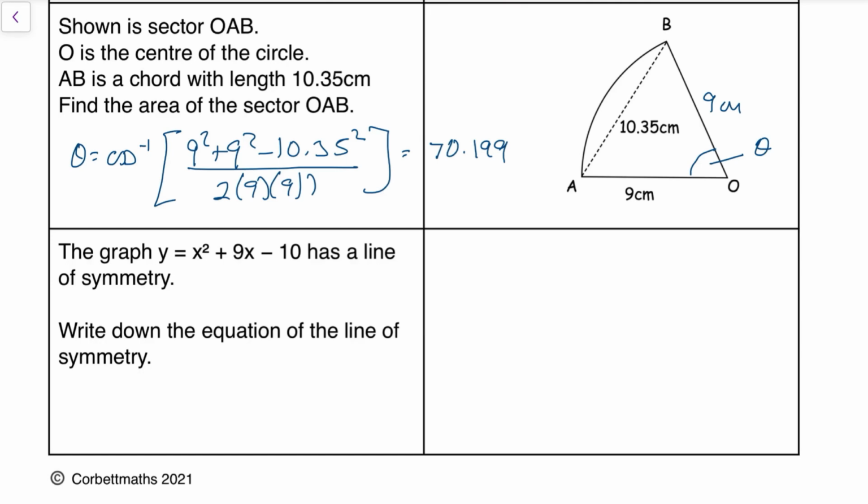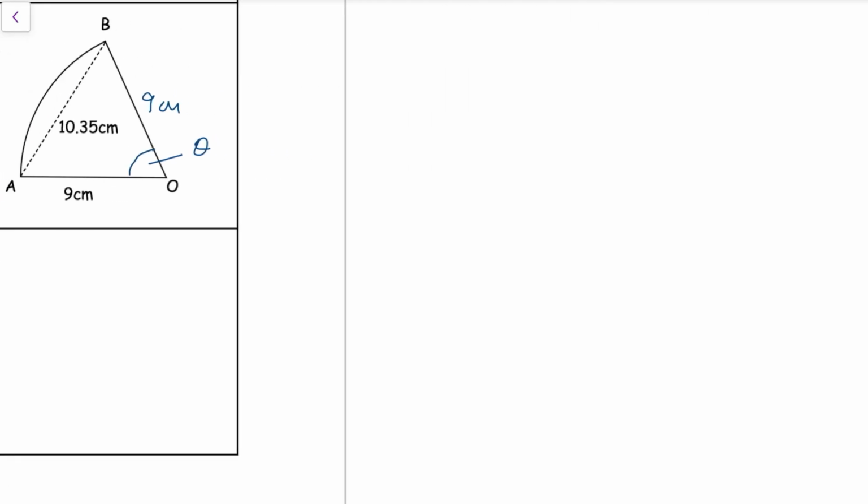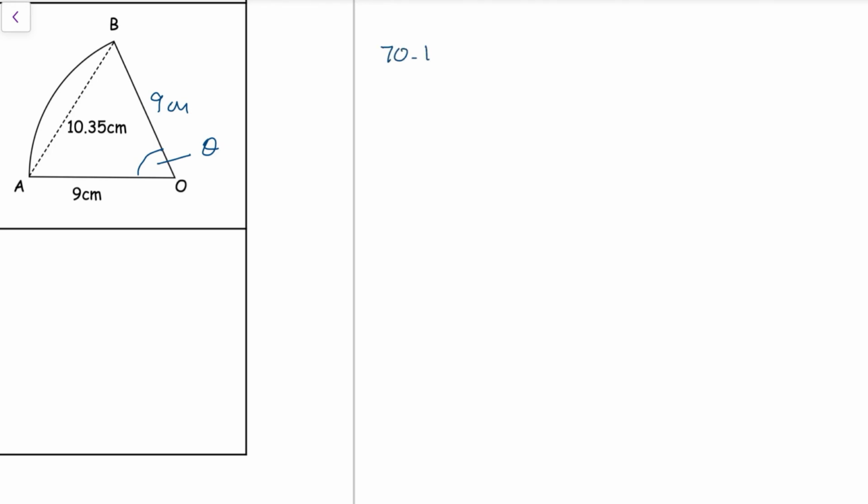Okay, remember I haven't finished yet. All I've done is find theta. So I need to find out the area of the sector. Well, the area of the sector is going to be 70.199 divided by 360 times pi r squared, where I know r is 9, so I'm just going to write the 9 in here, 9 squared. Why? Because it's a fraction of the circle, and the fraction I want is 70.199 360ths of the circle. So that's why the fraction's there, and this is just the area of the circle.